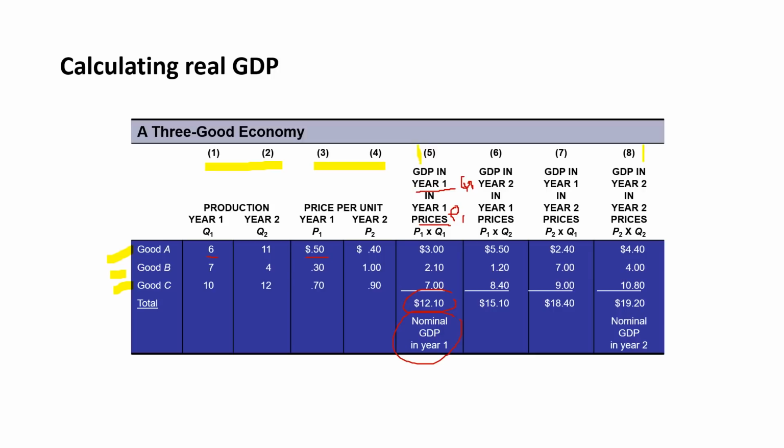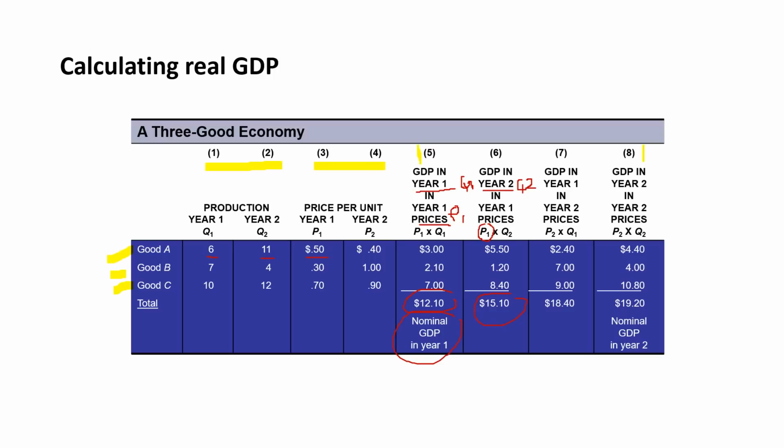Now in column 6, we need to calculate GDP in year 2, so quantity of year 2, and year 1 price, P1. So here we are calculating the real GDP, okay? And the base year is year 1. Why? Because we are using P1, which is price in year 1. So basically it's 11 multiplied by 0.5, 4 multiplied by 0.3, 12 multiplied by 0.7, and the total of $15.1. So here we are calculating real GDP and the base year was year 1.